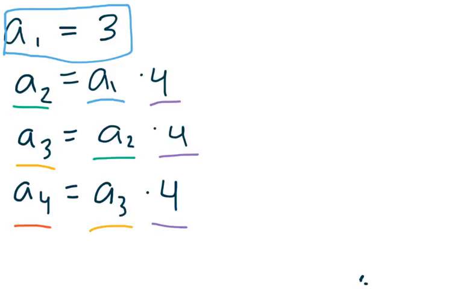So if we want to write an explicit rule for this, we're thinking about a rule where we can find any value in the sequence. So a sub n, any value. And that's going to be equal to, well, first we need our starting value, which again is 3 here. So it's equal to 3, that's what we start with.